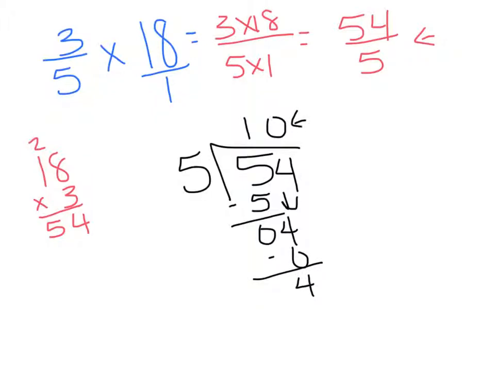So here, once again, is my whole number. 4 is the numerator, and the denominator stays the same. So 10 and 4 fifths. 4 fifths cannot be simplified because they do not have any common factors. Okay? I will give you a couple that you can try on your own if you are watching this and you want to bring them to class to check your work. That would be fantastic.